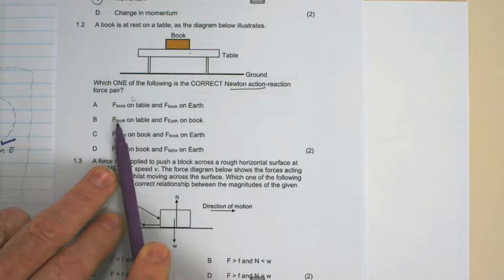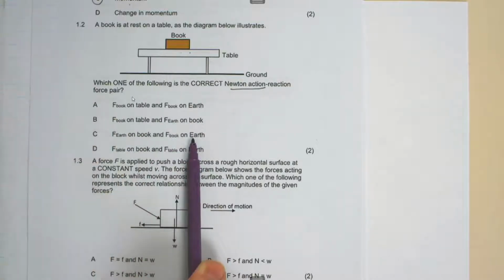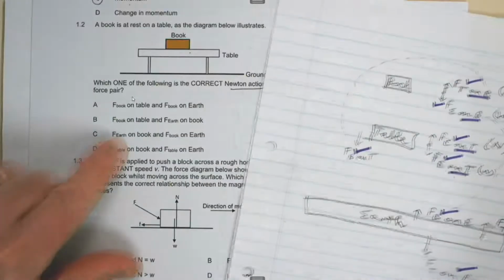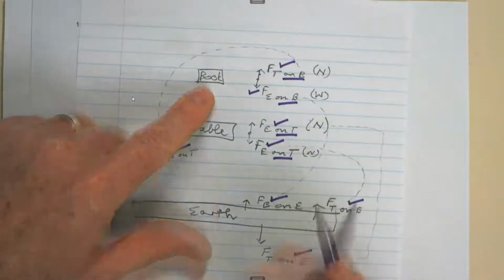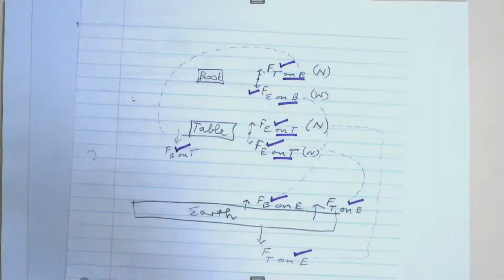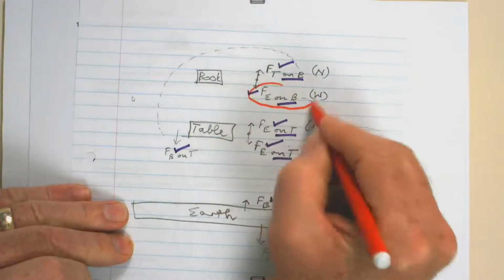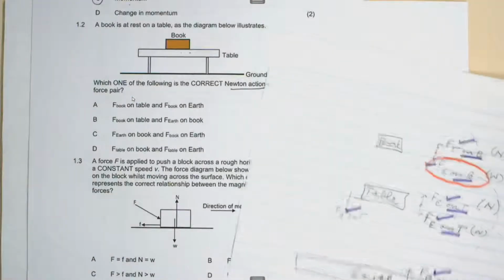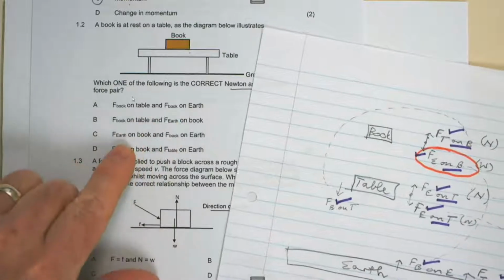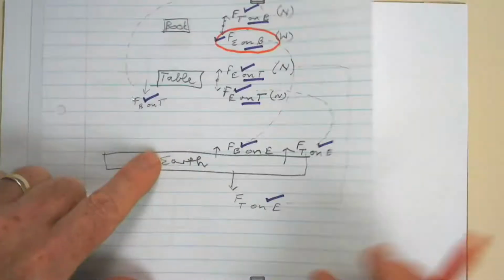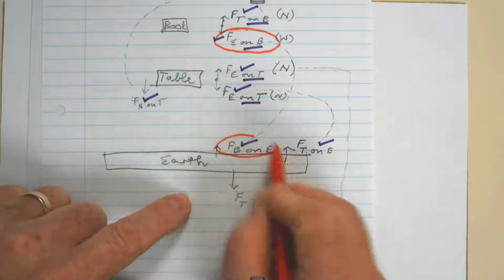The nouns. Book on table, Earth on book. Earth on book, book on Earth. That looks like a fine one. Earth on the book. So it is this one. Earth on the book is that one. And Earth on book and book on Earth. So here it is. So number C should be your answer.